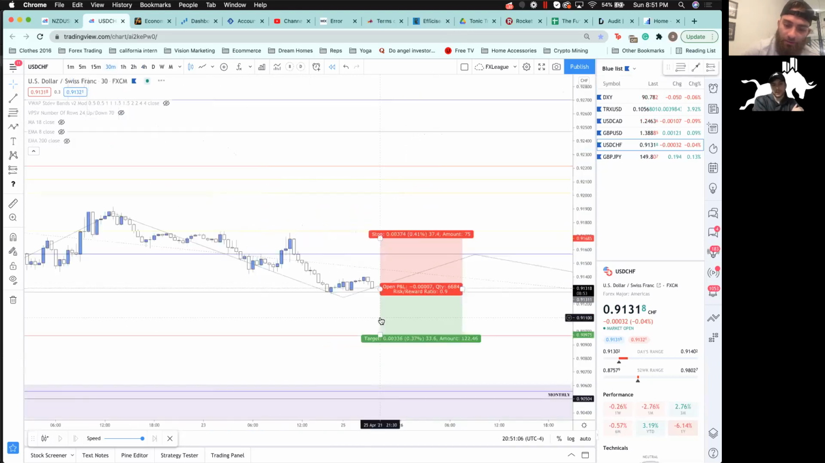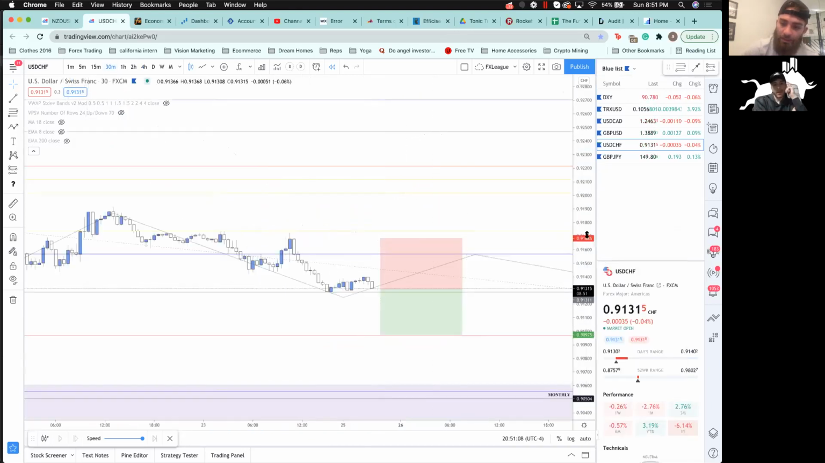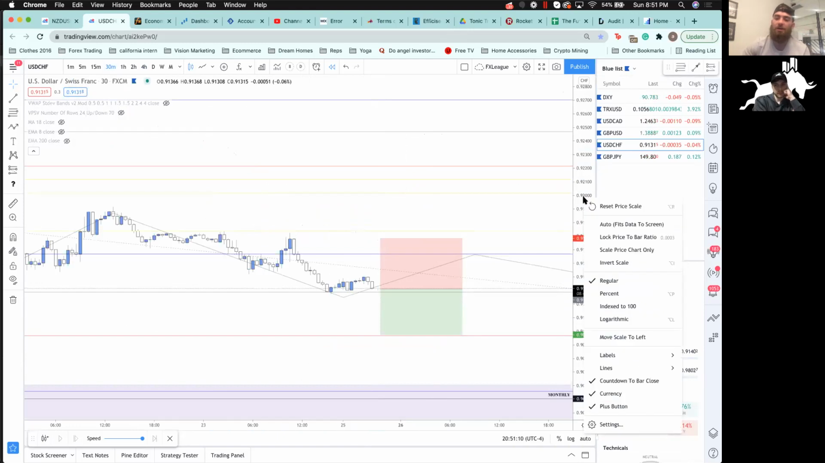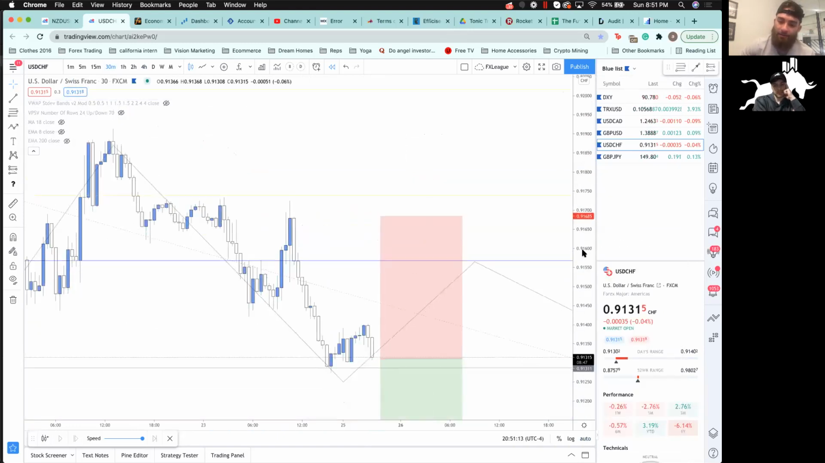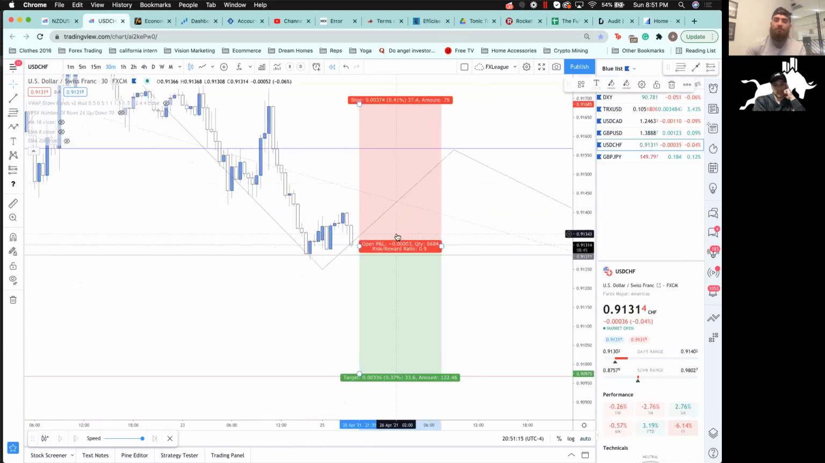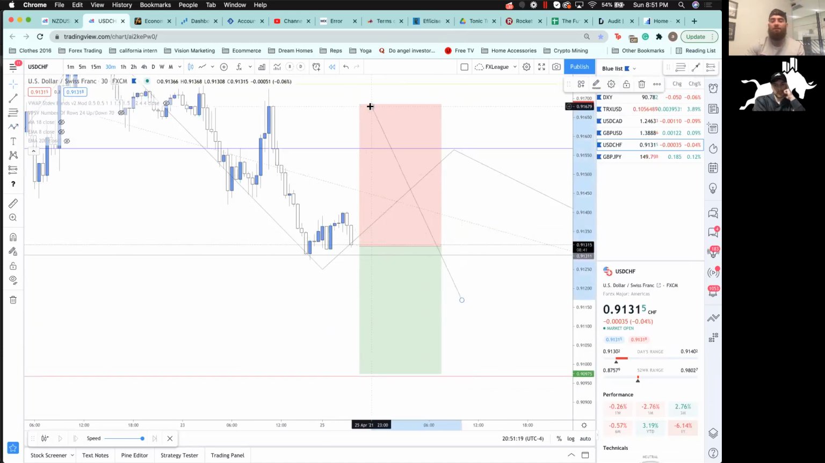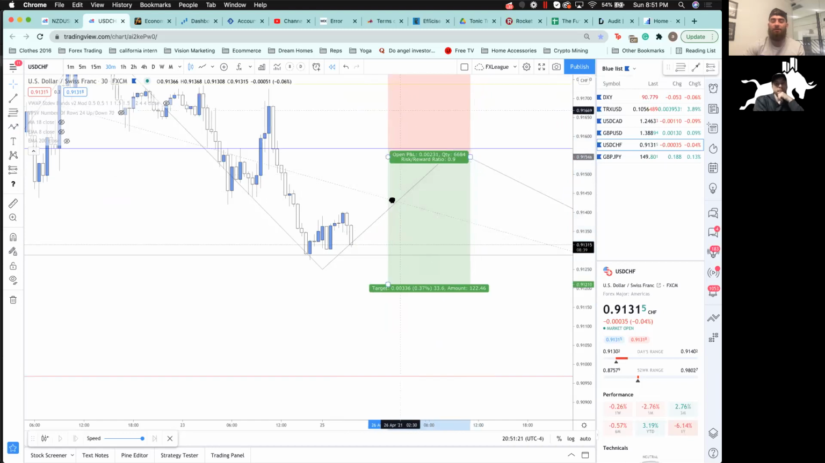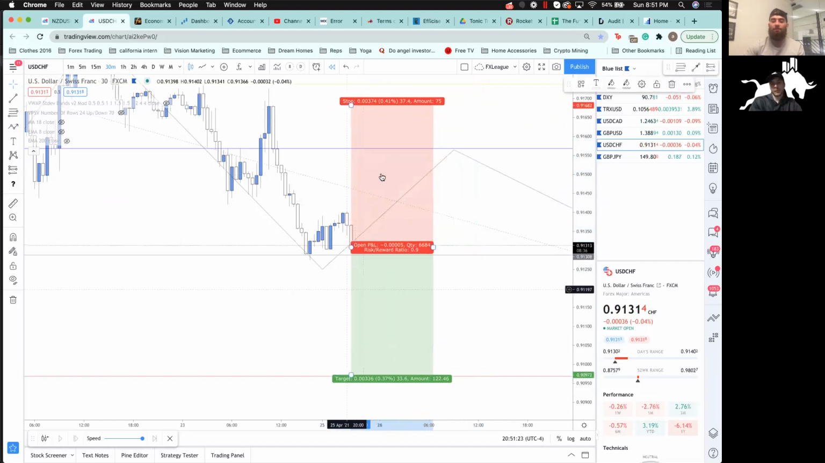Now coming down to the 30-minute, what would be better for us? Would it be better to get in right now and have price potentially retrace all the way up to here? Or would it be better? And look at the risk reward there too. It's only 1. So we're only shooting for 1 times our risk.